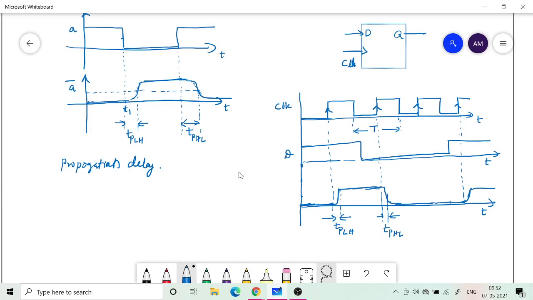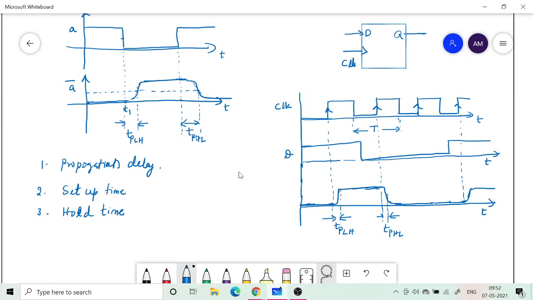Now I want to bring in the other timings. Other than TPLH and TPHL, you will have other factors which influence, for example, the operation of a flip-flop. Number one is propagation delay, then we will talk about setup time, and number three is what is called hold time.